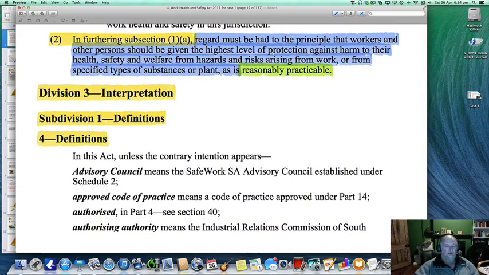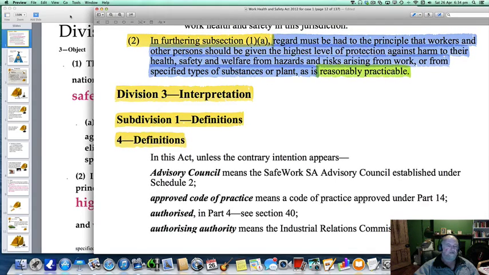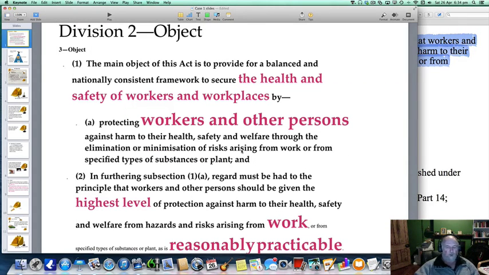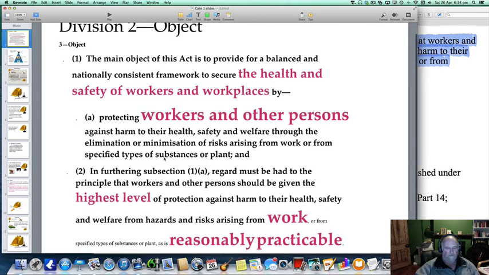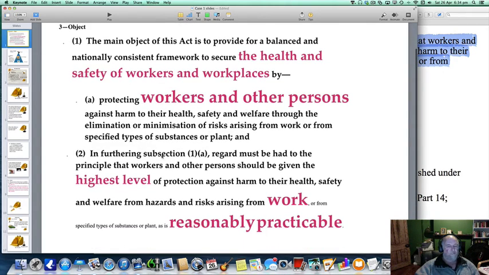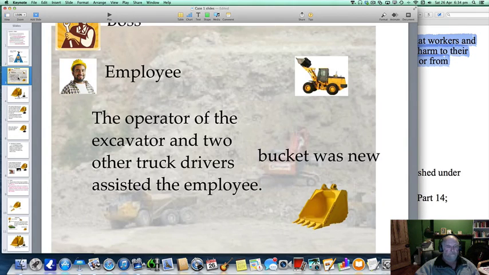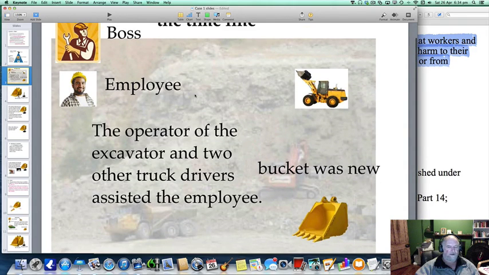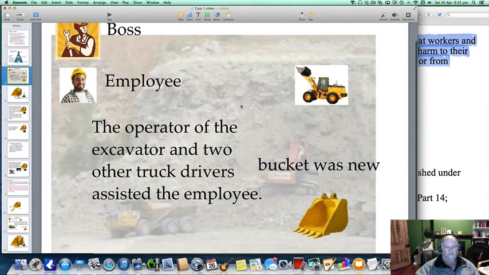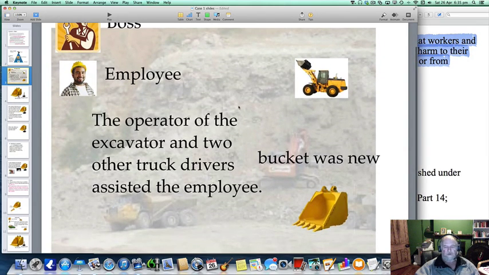Okay, so now I'm going to go back to the sheet on the problems here. I'll put this up for you. Hopefully it should be there. It's a bit higgledy-piggledy, but it gives you some idea of what's going on. Okay, so we've done that picture. So how does it all happen? Well, you've got the boss, the employee, the operator of the excavator, and 2 other truck drivers assisting this employee. So there are 4 people helping to do this.